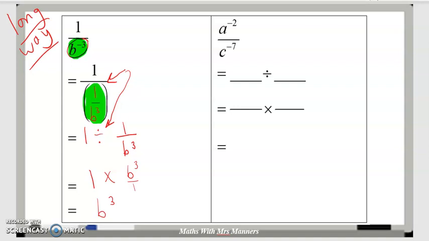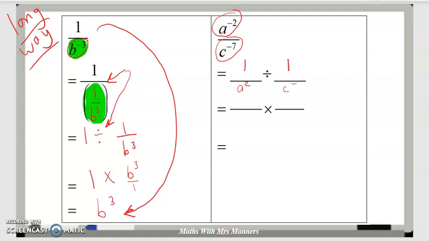So what I want you to notice is we've taken all those lines to go from 1 over b to the minus 3, just to get b cubed, and I'm wondering if you can see anything interesting that's happening. We're going to do that process again with a slightly more complex expression. This time around we've got a to the minus 2 over c to the minus 7. So a to the minus 2, I can write that as 1 on a squared, and c to the minus 7, I can write that as 1 on c to the power of 7.